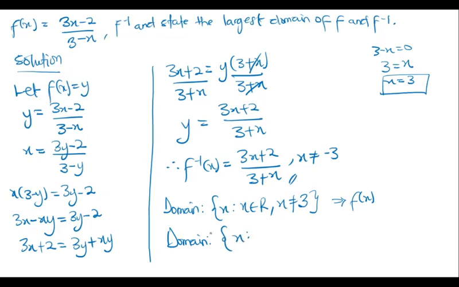Now let's take the domain of the inverse function. So the inverse function will be such that x is a member of R, where x is not equal to what? Now we equate the denominator of the inverse to 0. Then if we do that, we have 3 + x equal to 0. So we have x is equal to -3. So x such that x is a member of R, where x is not equal to -3. Okay, so this is for the f inverse of x.